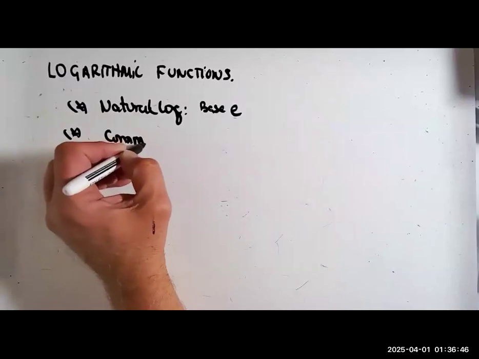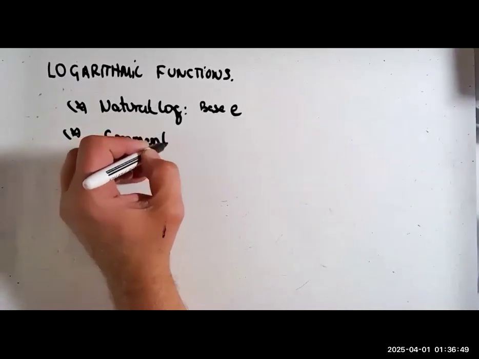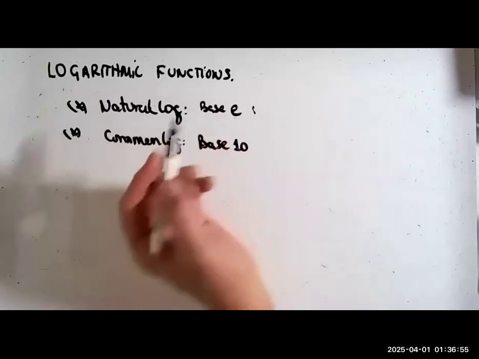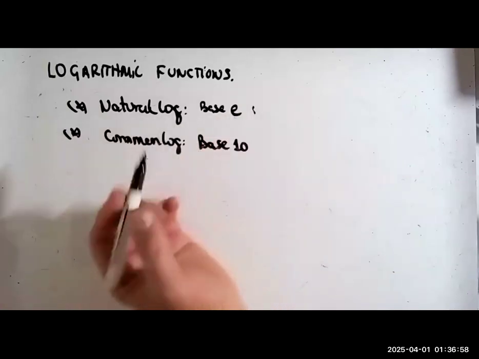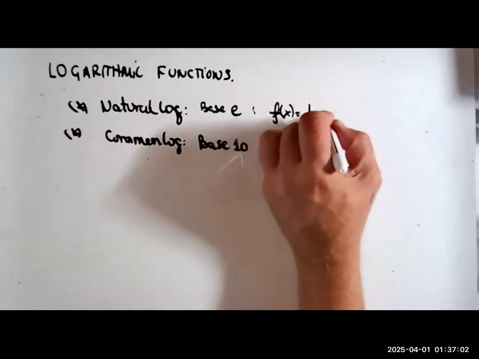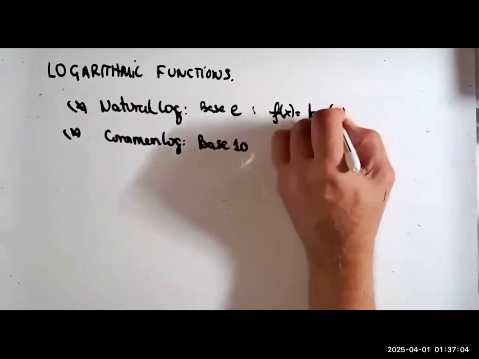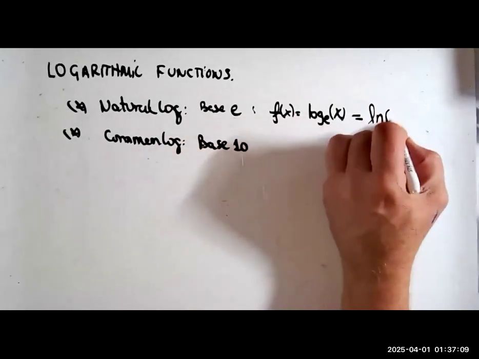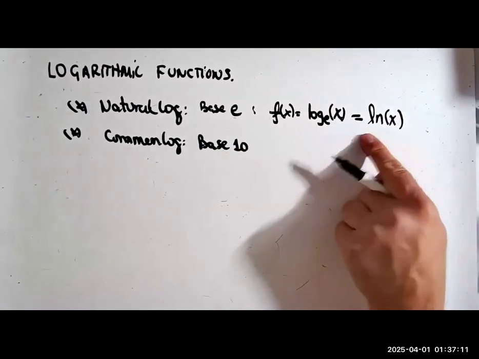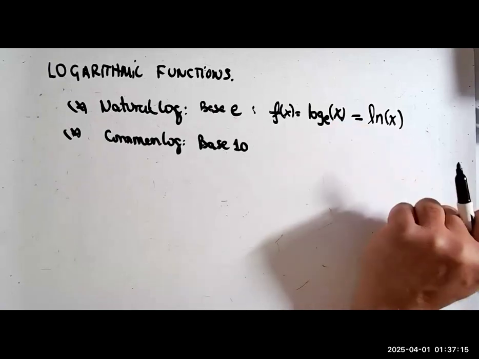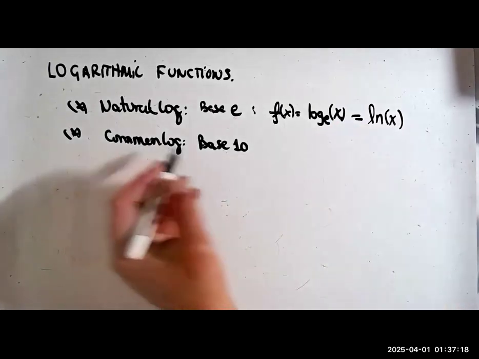And of course, we have the common log, which is base 10. The natural log is f of x equals log base e of x, but we never say log base e. That's a bad thing. We simply say ln of x, natural log x. That will be log base e.